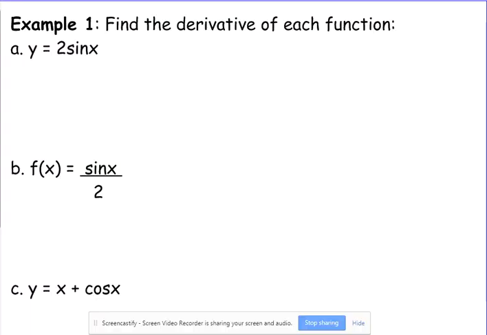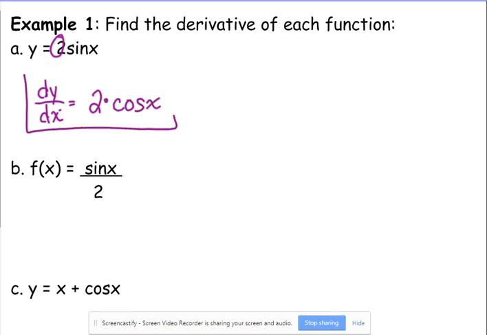So let's use that. Find the derivative of each of these functions. The first one, y equals 2 sine of x. 2 is our constant multiple here. So dy over dx is equal to, you bring down the 2, the derivative of sine is cosine. That's it.